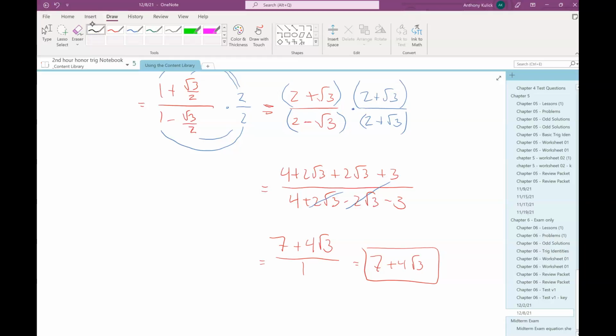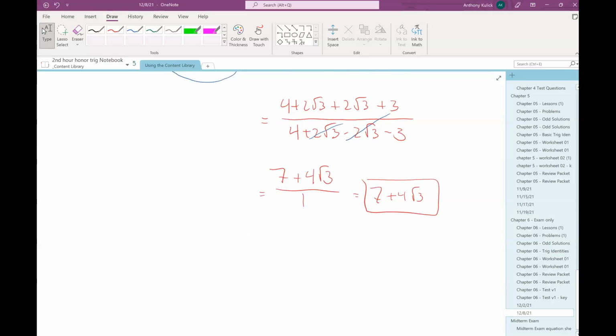You guys feel okay with that? It's probably as bad as that could get, one of these evaluate problems. But still not so bad, right? Not so bad. Let's do a proof here.